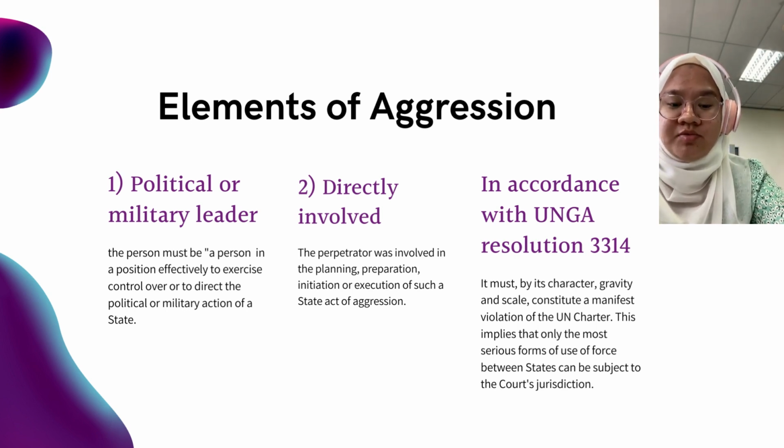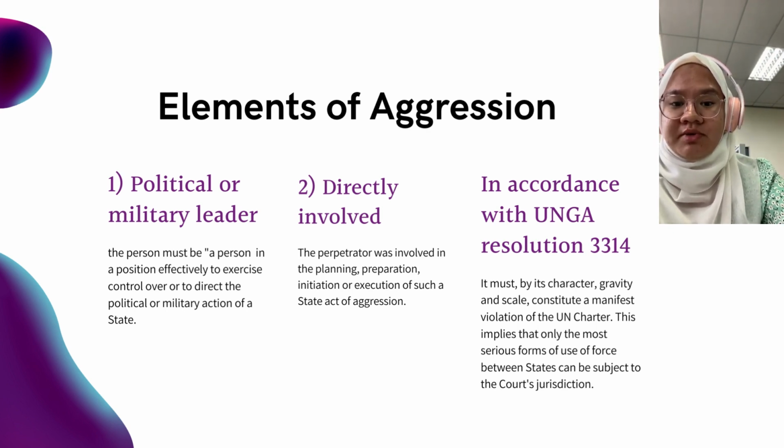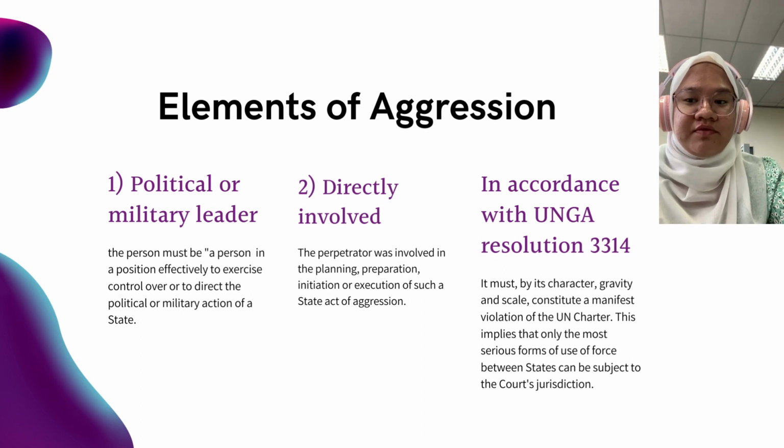There are 3 elements that need to be proved by the court in order to constitute crime of aggression. Element number 1 is political or military leader. The person must be a person in a position effectively to exercise control over or to direct the political or military action of a state. Number 2, directly involved. The perpetrator was involved in the planning, preparation, initiation, or execution of such a state act of aggression. And number 3, the act must be in accordance with UNGA Resolution 3314. It must, by its character, gravity, and scale, constitute a manifest violation of the UN Charter. This implies that only the most serious forms of use of force between states can be subject to the court's jurisdiction.